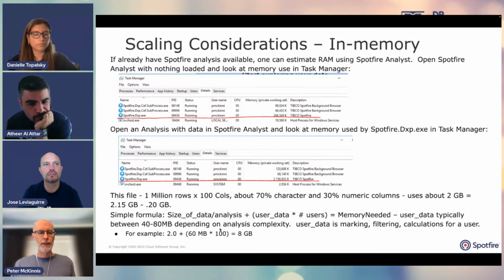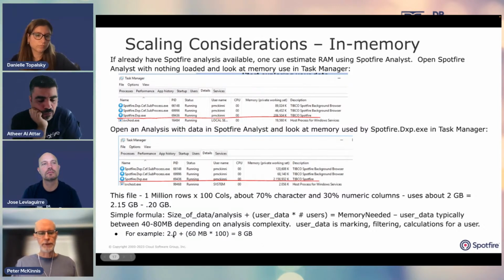So in this case, I give a little sample here. Typically, the memory needed for user data is 40 to 80 megs. Of course, it totally depends on the analysis complexity. Spotfire is very flexible in what you can do with it, so how much data that is really depends on that. But that's typically what I've seen. So in this case, I just took the midpoint and did the average, 60 megs.